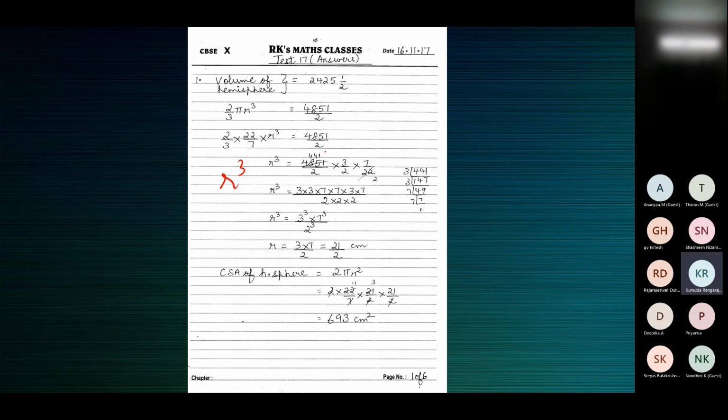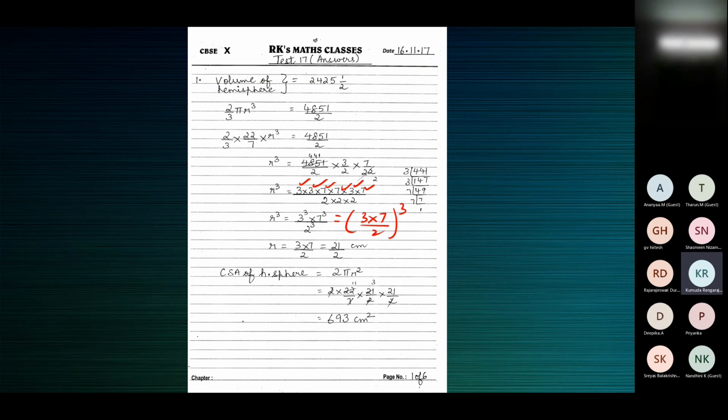Then this 3 and 7 as it is, divided by 2 into 2 into 2. Now how many threes do we have? 1, 2, 3. Three threes. And 1, 2, 3. Three sevens. So we have 3 cubed into 7 cubed by 2 cubed in the RHS. You can write it as 3 into 7 by 2 the whole cubed. So we have expressed the RHS also as a perfect cube.